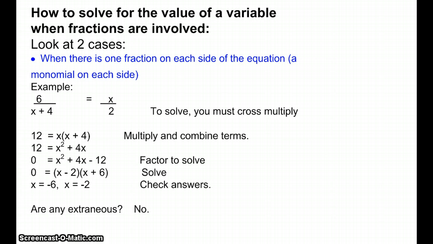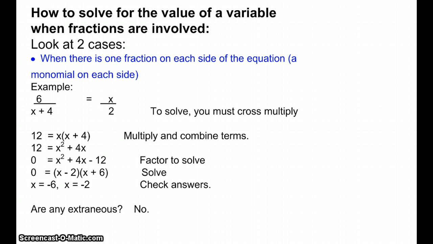So we're going to look at two cases. The first one is when there's one fraction on each side of the equation. This is the monomial version. That means there's one term on each side. So it's really simple, one fraction on each side of the equal sign. So our example here has 6 over x plus 4, and that equals x over 2.